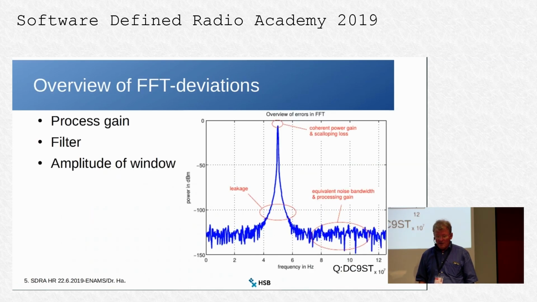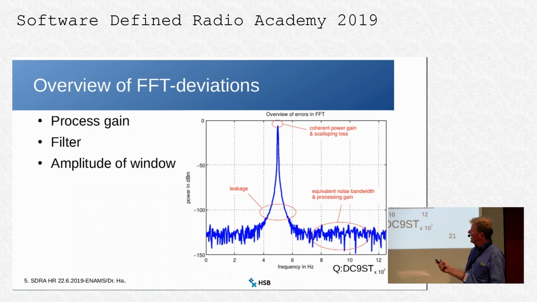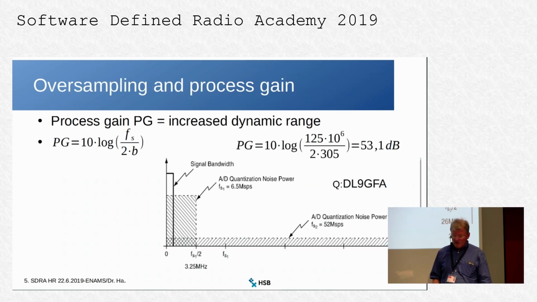Just to have all these elements together in an overview for the FFT deviations, it's the process gain, the filter, and the amplitude of the window. And you see the leakage, the equivalent noise bandwidth, and process gain here, and the coherent power gain and scalloping losses at the top of the measurement. So let us have a look at the oversampling and process gain. The process gain increases dynamic range.